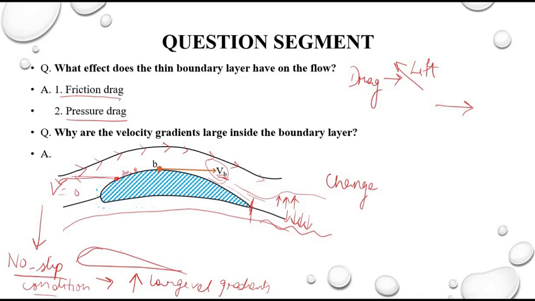Now, question arises. We have discussed that in reality, because of the no slip condition and the molecules sticking to the surface, the velocity is 0 there, and this is due to the presence of the boundary layer, and this is the reason I have large velocity gradients. Now, how is this rise in velocity gradient actually happening in the boundary layer?